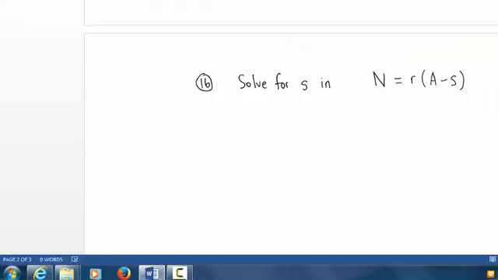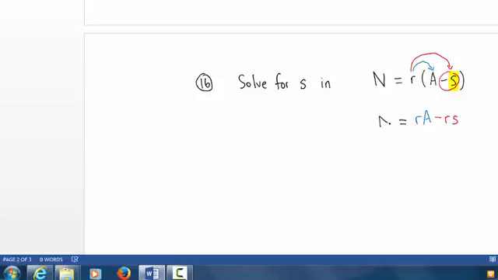Here in problem 16, we must solve for s in this equation. There are multiple ways to begin. I think we will begin by distributing r through the parentheses. R times a is written ra. R times negative s we write as minus rs.